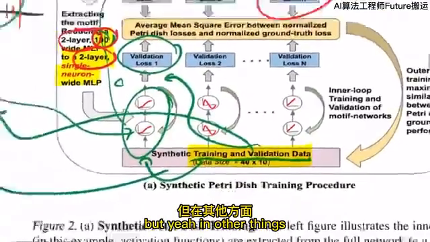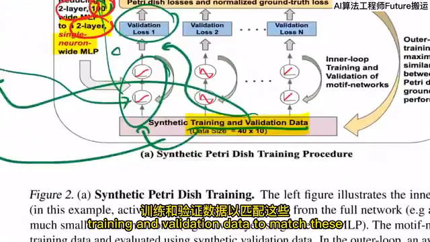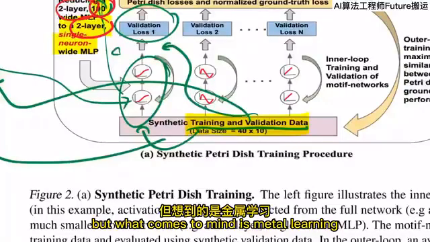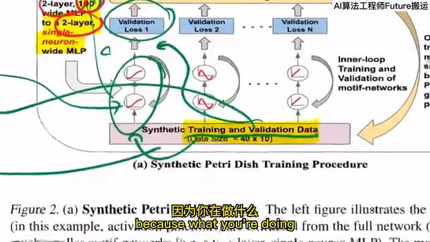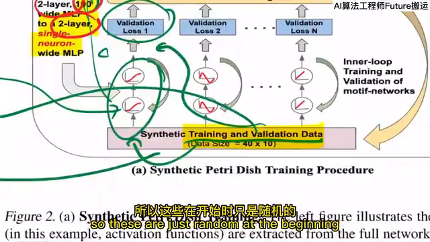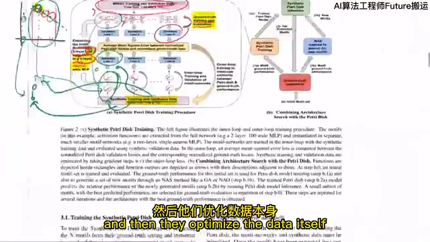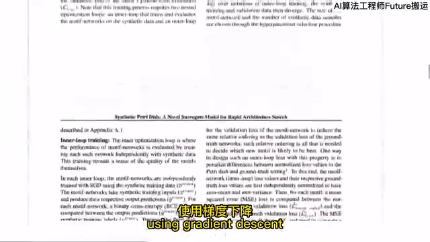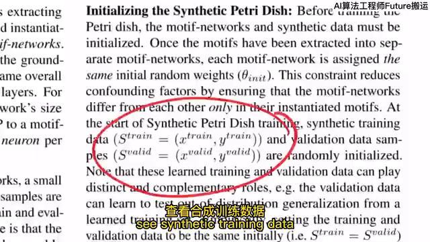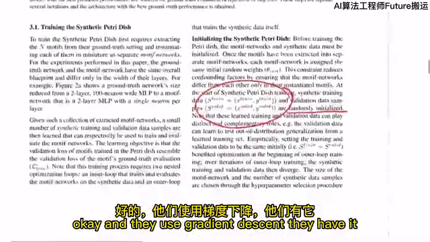And in other things, how do you actually produce training and validation data to match these? There are a number of ways, but what comes to mind is meta learning, right? Because what you're doing, they initialize the training and validation data at random points. So these are just random at the beginning. And then they optimize the data itself using gradient descent. Okay, so synthetic training data, randomly initialized, and they use gradient descent.